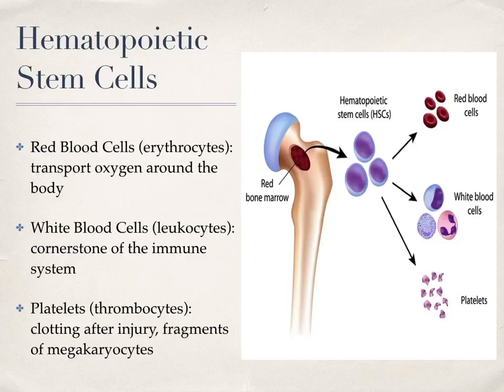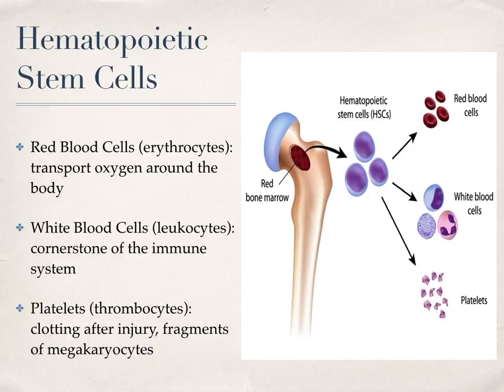So first we're going to start with the hematopoietic stem cells, or the stem cells that you get from red bone marrow. The stem cells from red bone marrow are our blood forming stem cells, hence hematopoietic stem cells. It's delicate, highly vascular fibrous tissue within those red blood cells, and that tissue gives you red blood cells, white blood cells, and platelets. Red blood cells, or erythrocytes, are responsible for transporting oxygen around the body.